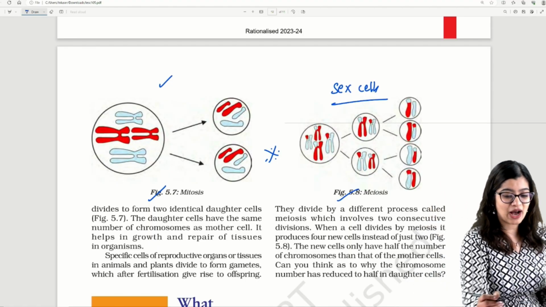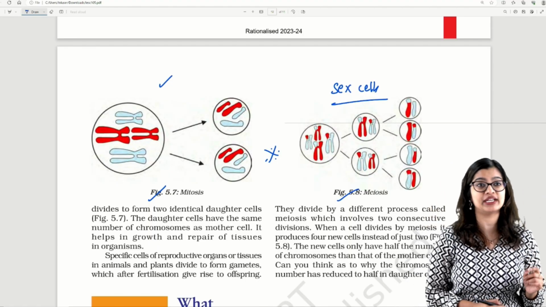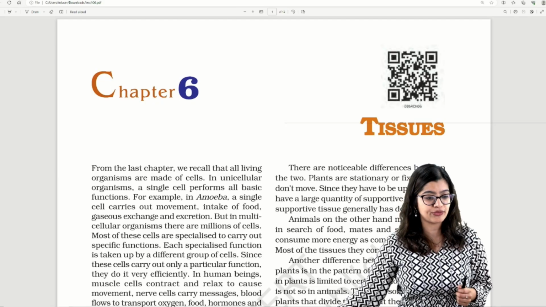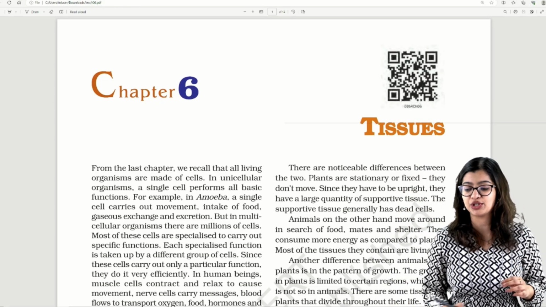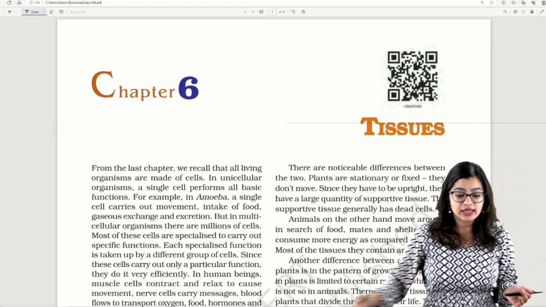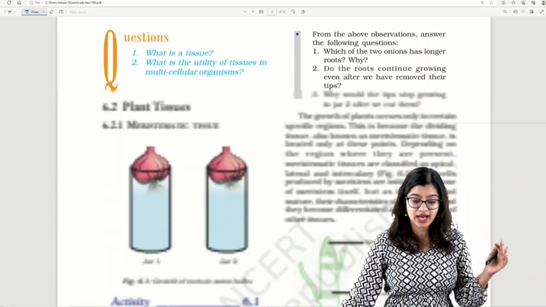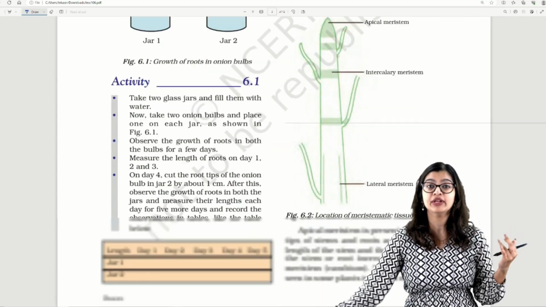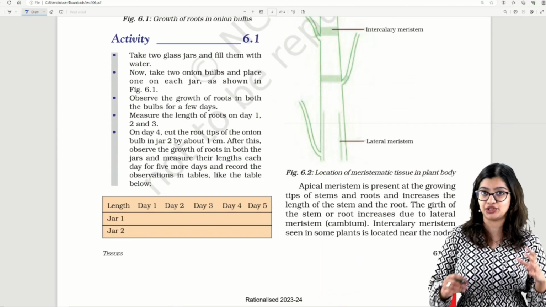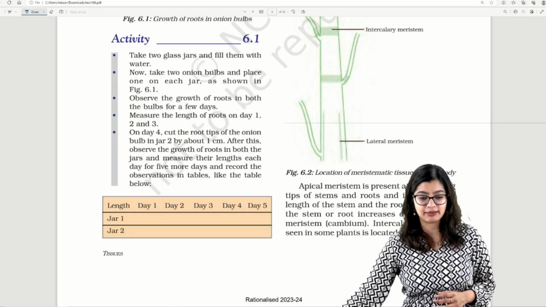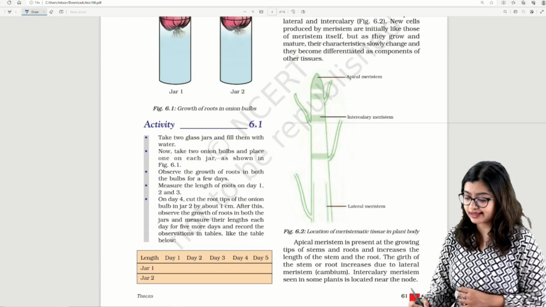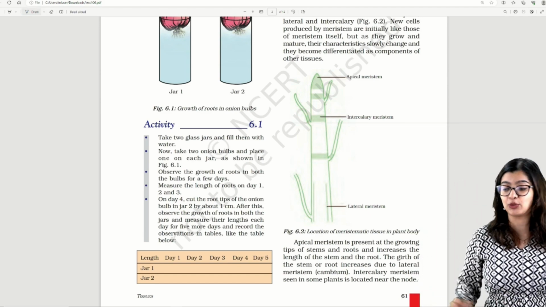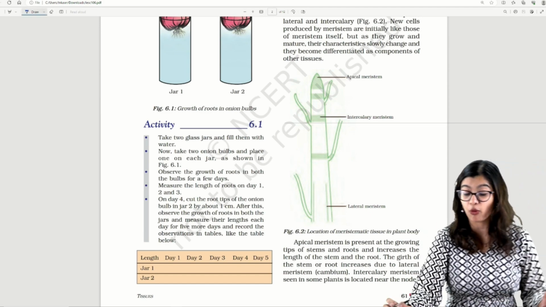Yes? Now let's move on to the next chapter, which is tissues. So I hope that all of you can see this on my screen. Yes? So we have tissues, which is the next chapter. Now in tissues, the first diagram that we will encounter is that of the meristematic tissues. Let me just reduce the size a little bit so that I can fit the diagram. So as you can see, the meristematic tissue and the positioning of this is very important.